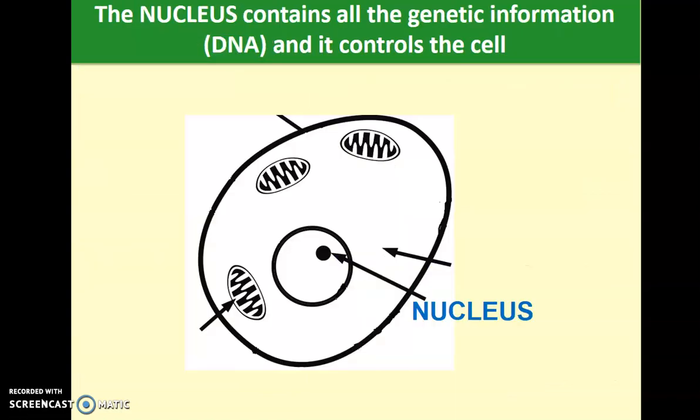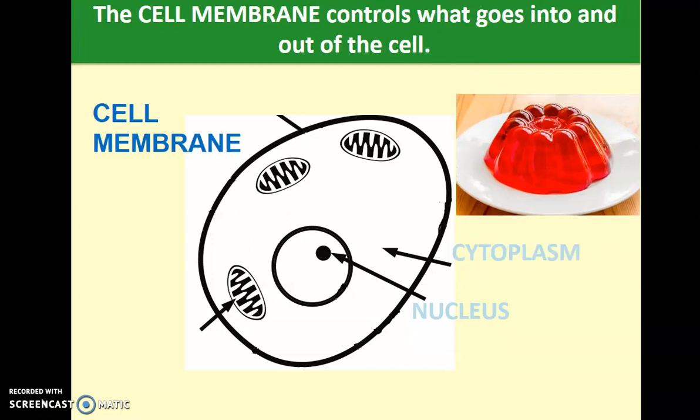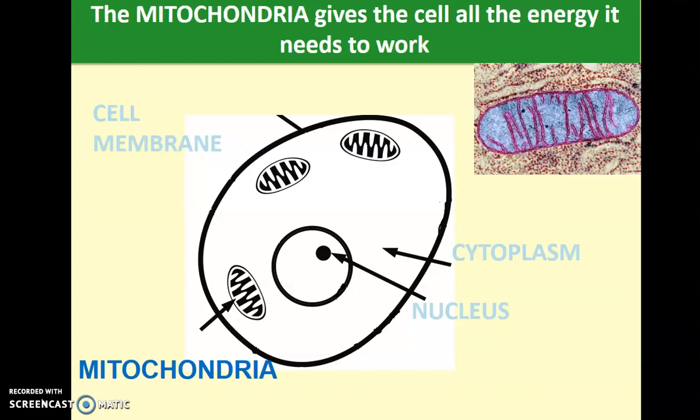Okay, so the first one that we're going to look at is the nucleus. Hopefully all of you can remember this one. It's usually the one that a lot of students can remember. It contains all the genetic information, which is the DNA, and it controls the cell. Next one is the cytoplasm, and this is where all of the reactions take place. It is a bit like a jelly, so you can see the big amount of cytoplasm. You've then got the cell membrane that controls what goes into and out of the cell. And the last one is the mitochondria. This is the most important part. It gives the cell all the energy it needs to work. Without that, the cell wouldn't be able to do anything because it wouldn't have the energy to work.